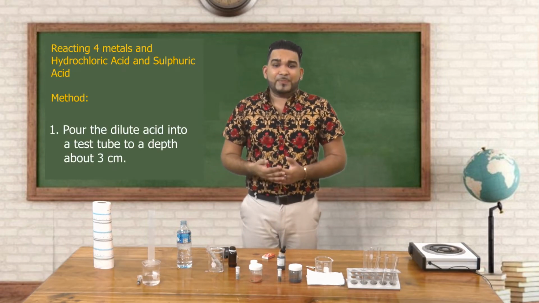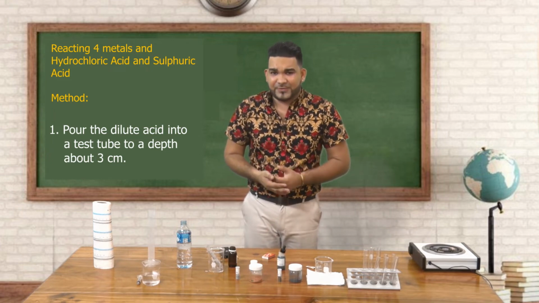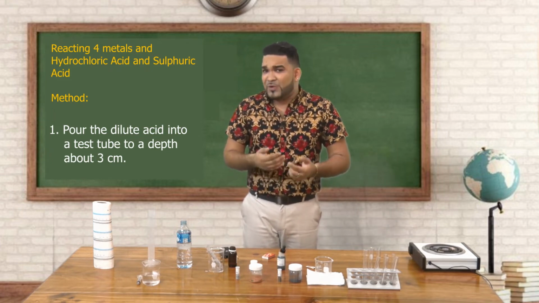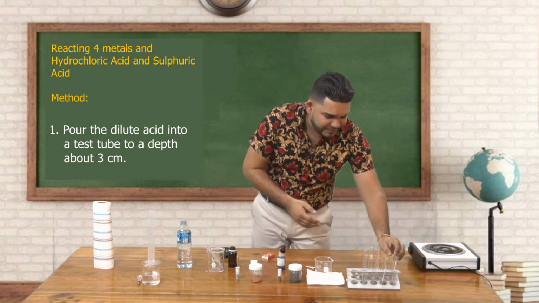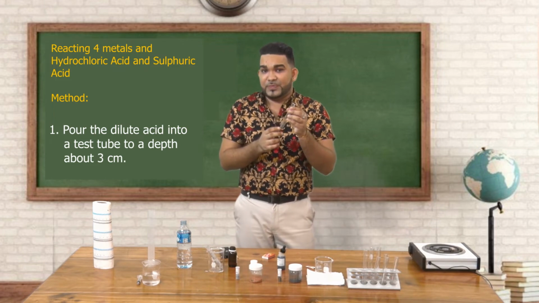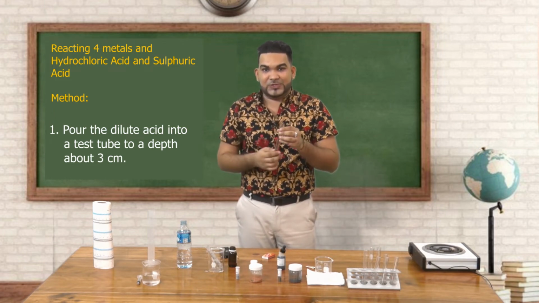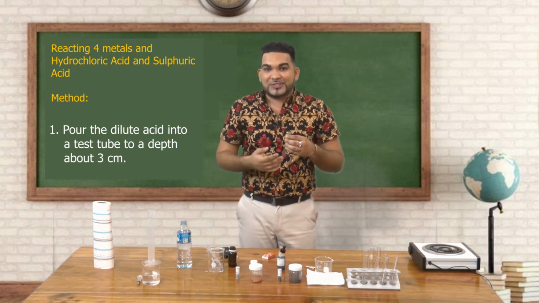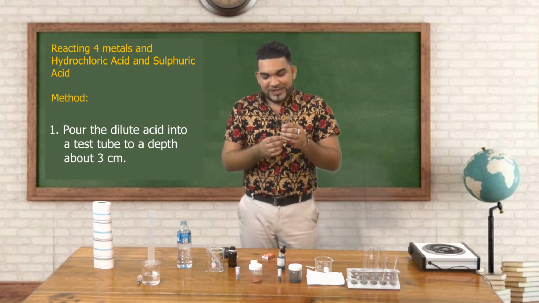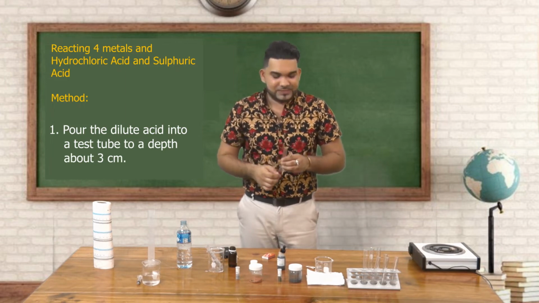So I'm just going to outline the method for you, so please pay attention. First, we have to pour the dilute acid into a test tube to a depth of about 3 cm. But in this case, I would have already measured out my metal and placed my metal into the test tube. So in this case, I'll be dropping my acid into the test tube. You can also place the acid within the test tube and then drop your metal into it.